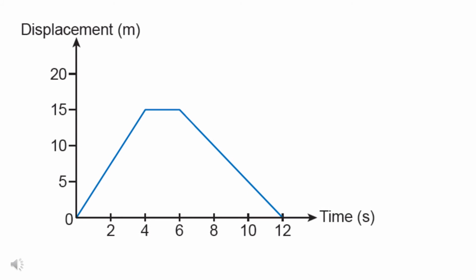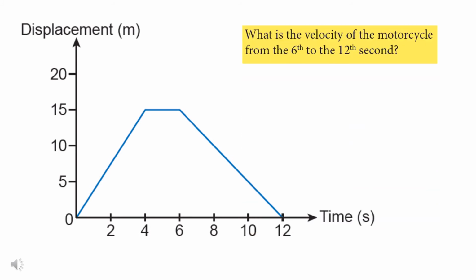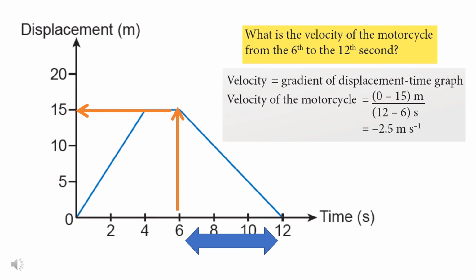What is the velocity of the motorcycle from the 6th to the 12th second? Firstly, determine the displacement. The displacement is 0 minus 15. Secondly, determine the time. The time is 12 minus 6. Hence we can calculate the velocity. Minus 15 divided by 6. The answer is negative 2.5 meters per second.